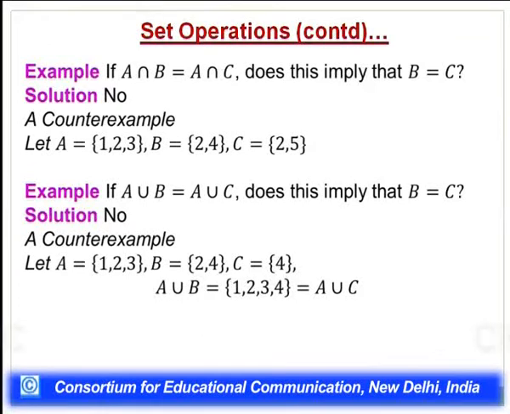Similarly, if A union B is equal to A union C, again this does not necessarily mean that B has to be equal to C. And again you can see this example here, it's slightly modified. Let's suppose our set A is 1, 2 and 3, B is 2, 4, C is the element 4. So here A union B is 1, 2, 3 and 4, which is the same as A union C, but here also B is not equal to C. So these are little pointers that you should know.